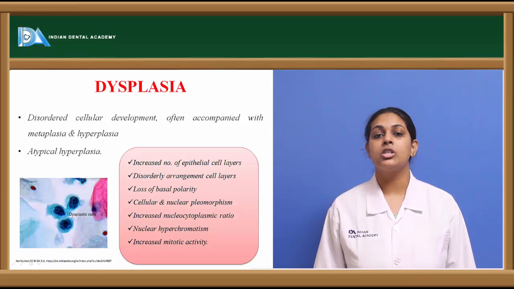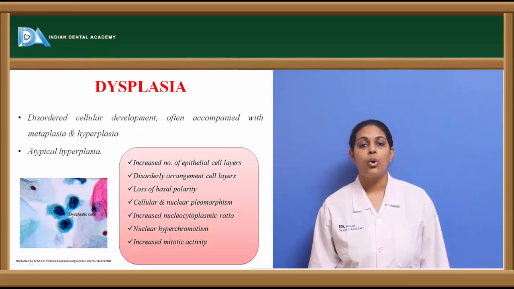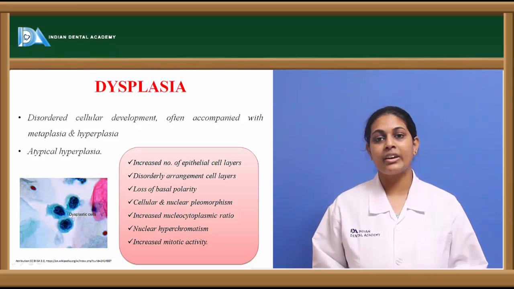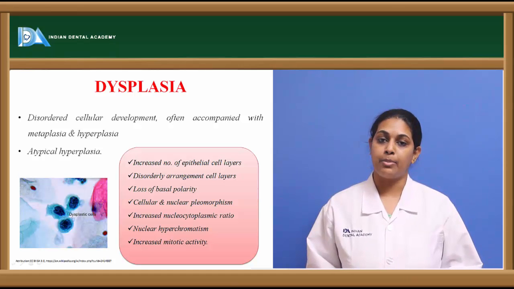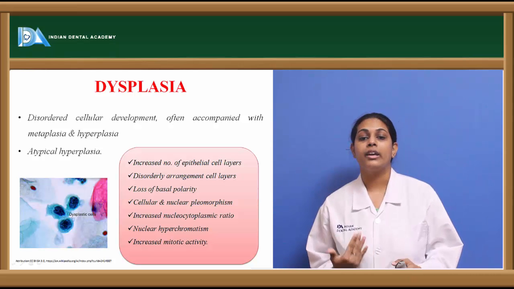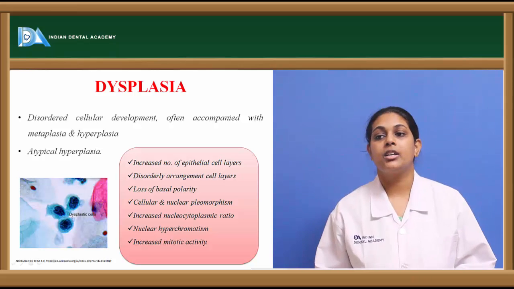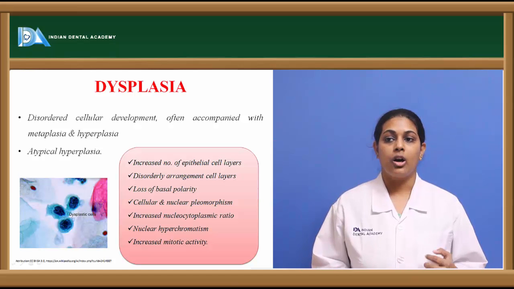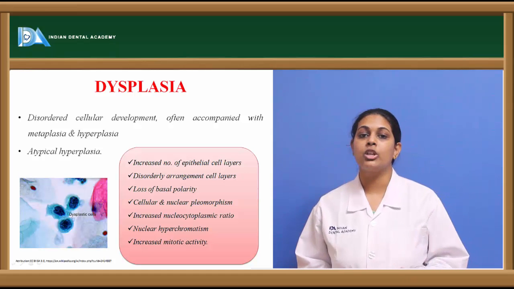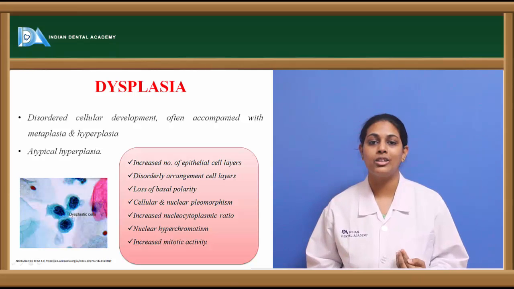We also see the darkly stained nucleus, known as nuclear hyperchromatism, as one of the dysplastic changes. Since there is an increase in the number of cells, hyperplasia can also be seen, and there is increased mitotic activity, that is, an increasing number of dividing cells. The picture here shows an exfoliative cytology preparation, showing dysplastic cells with variation in the size and form of the cell as well as the nucleus. So this is what dysplasia is about.